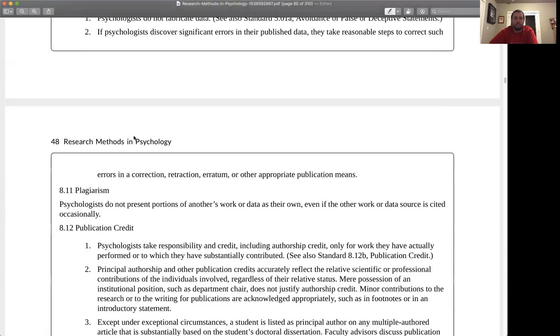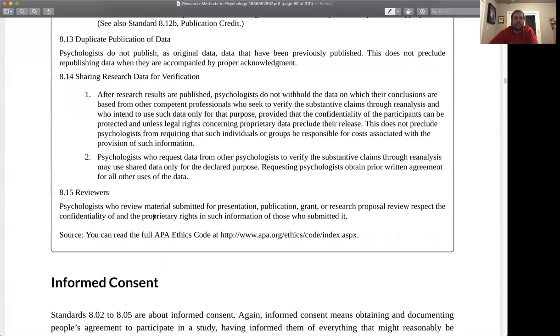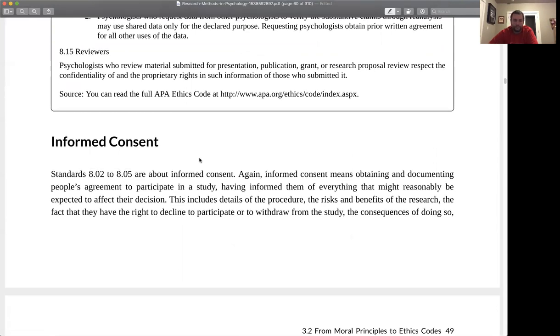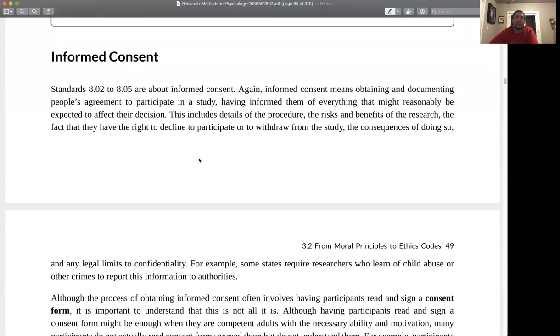The book lists out APA style, and then it goes into simple details. I'm just going to highlight very briefly each one of these. So informed consent, this is what you have to get from your participants for them to actually go through the study. Most of the time we try to get informed consent before the study starts.